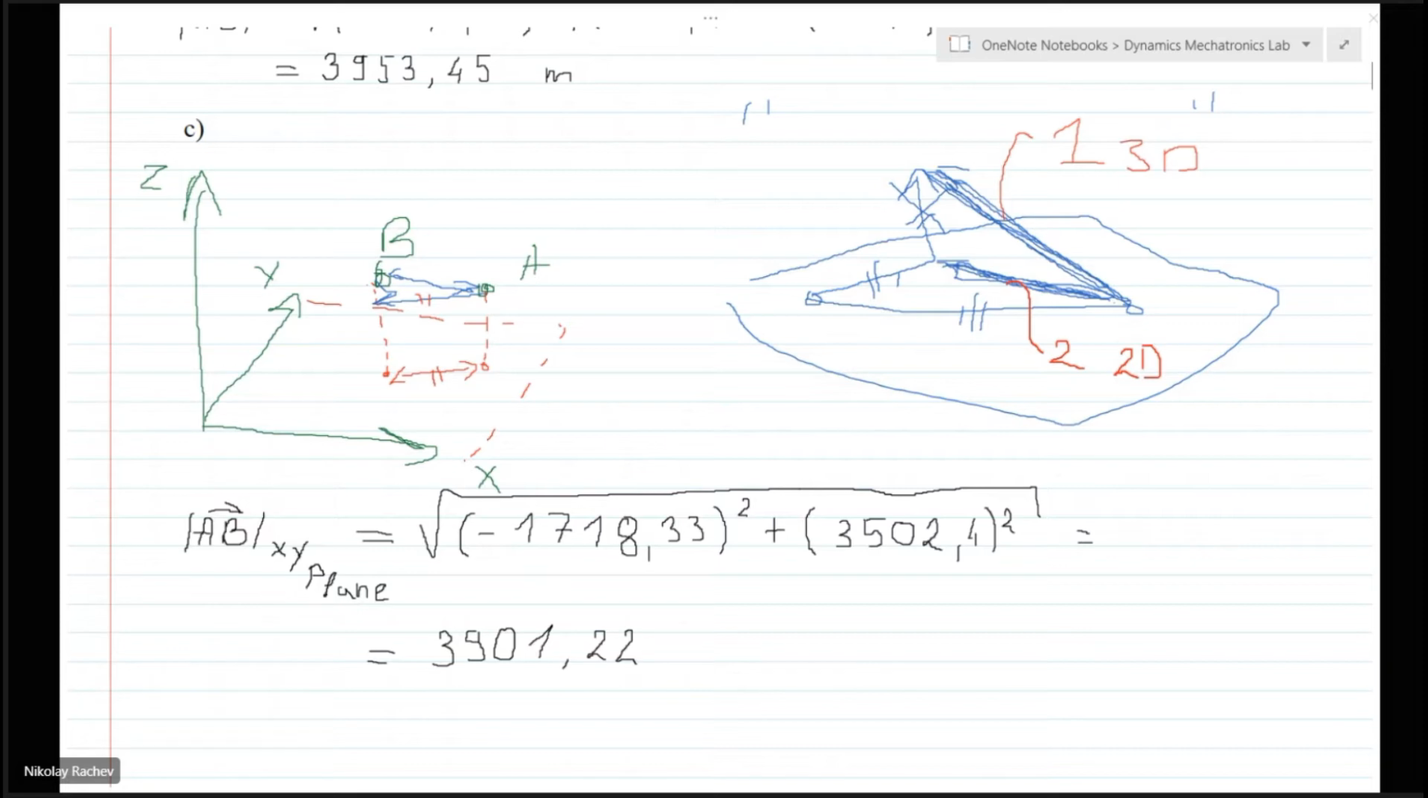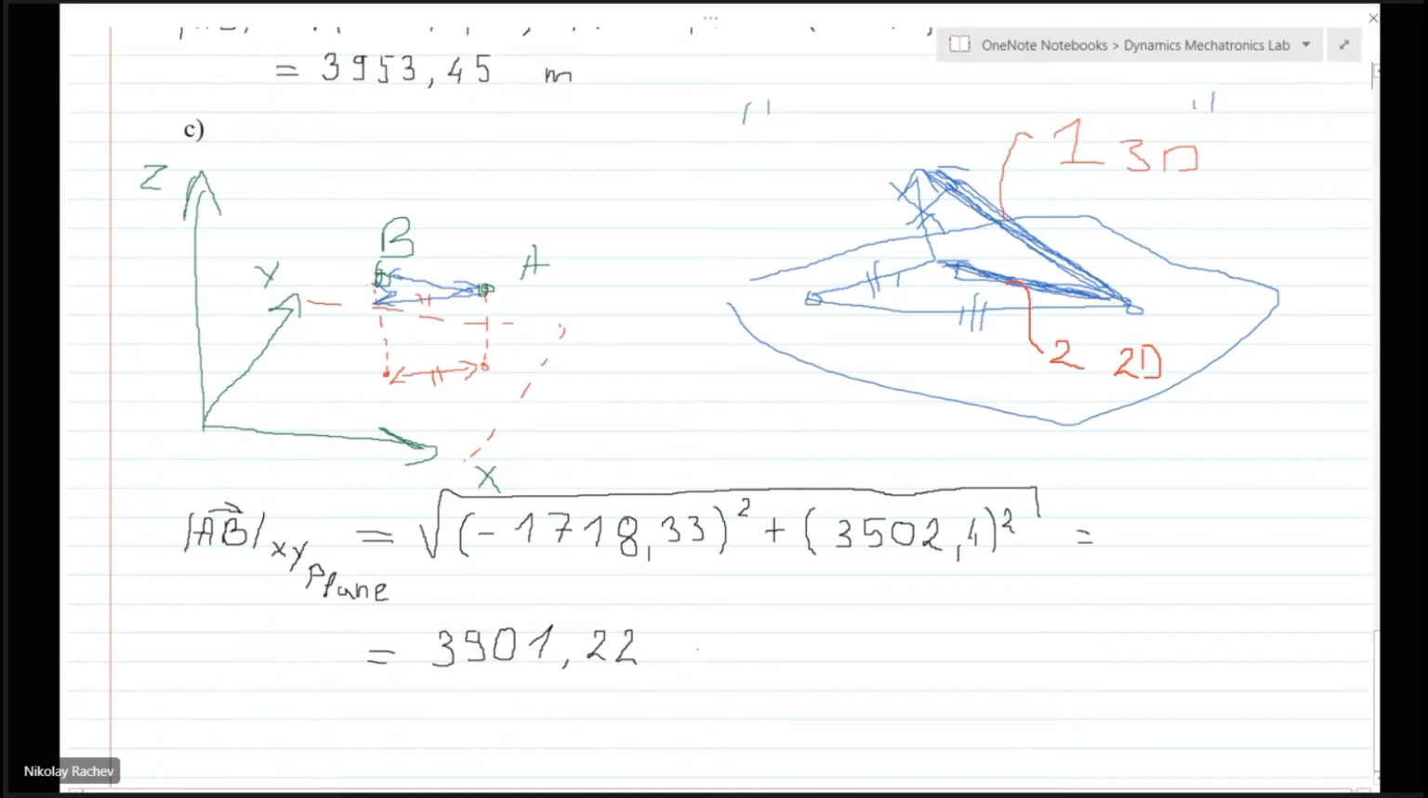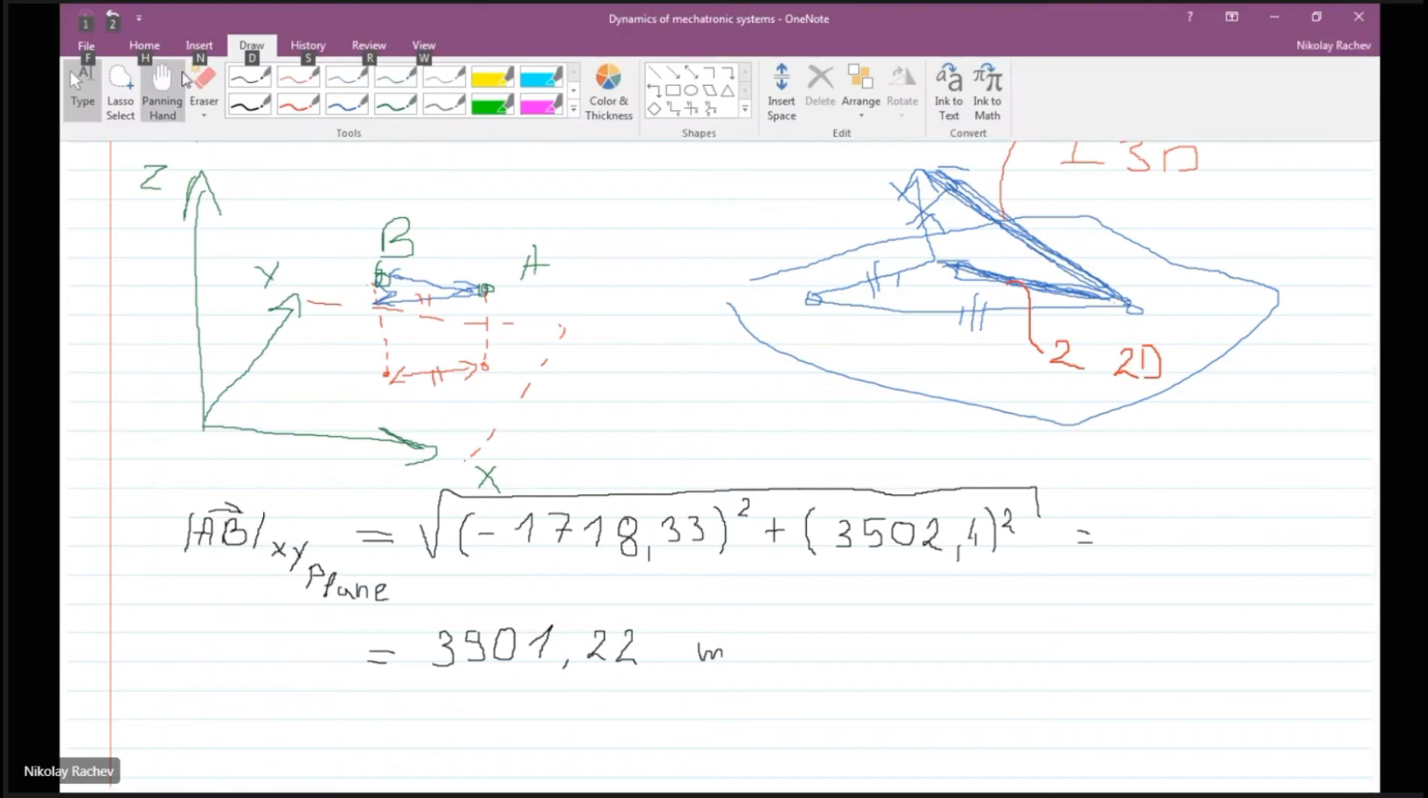I have the same answer too. Okay, let us continue with the next task. It will be meters, right? Again. Yes, I forgot to write the meters, the dimension. Okay, now we have to continue.